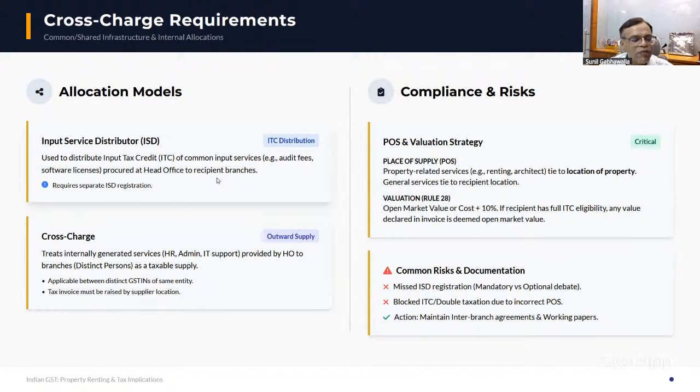If at all it flows as a benefit, it is as a part of a larger bundle. And therefore, ideally, as we discussed in the earlier slide, we should bundle the renting along with various other services provided by the branch for the benefit of the head office, and then treat it as a business support service and have it as an outward supply being taxed by the branch to the head office. Of course, if the head office is eligible for full input tax credit, then the value as declared in the invoice will be acceptable. Otherwise, one can go for cost plus 10% to decide the valuation mechanism for that.